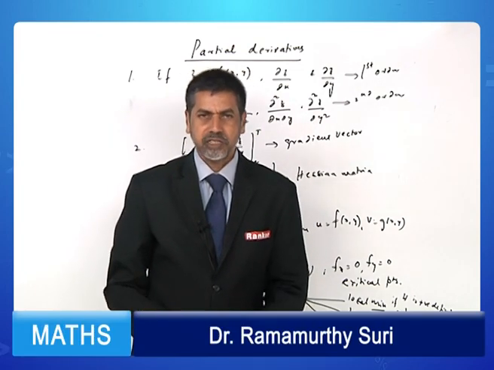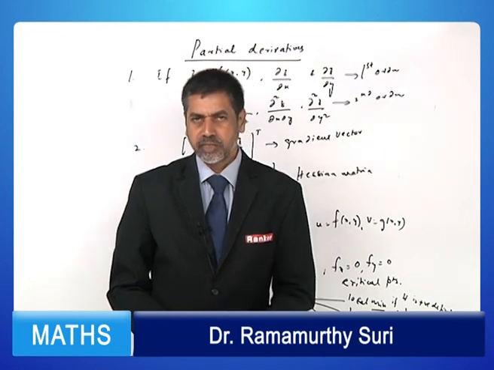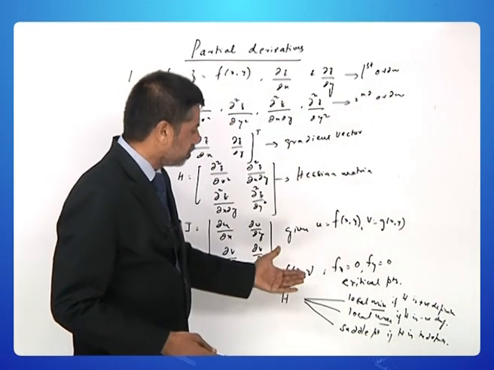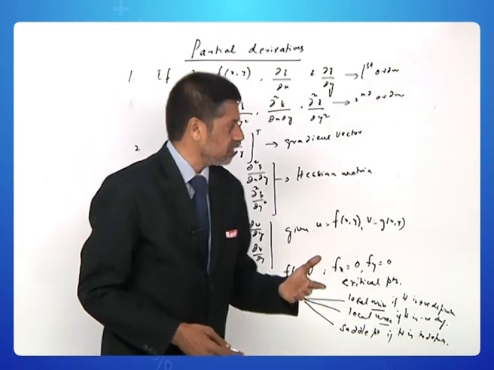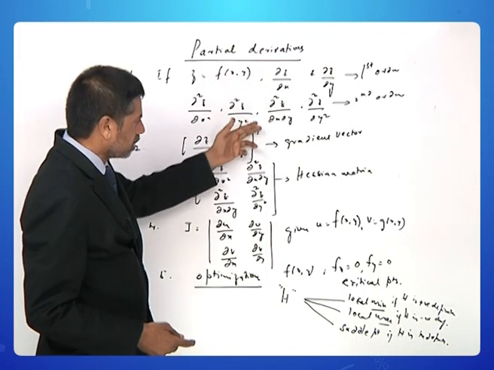When there are constraints, you use the Lagrange's multiplier method, which is altogether slightly different technique. But these are the basic points in partial derivatives that one must remember. The first thing is trying to understand the first order derivatives and the second order derivatives.